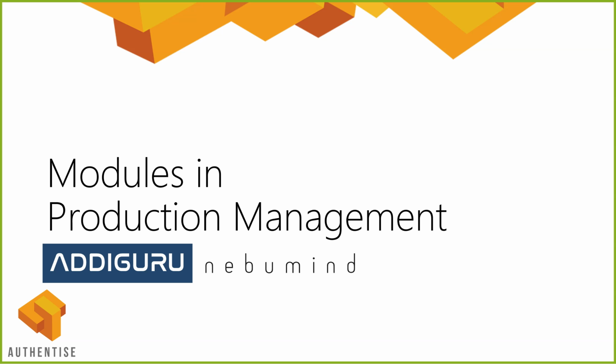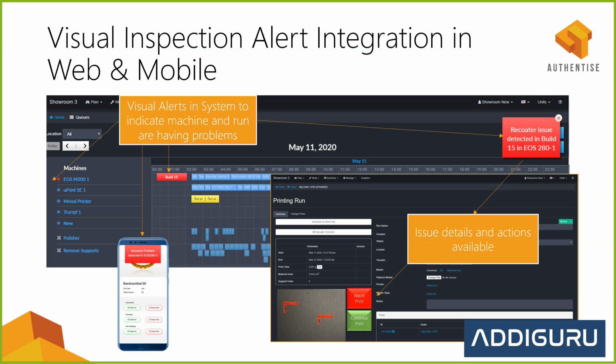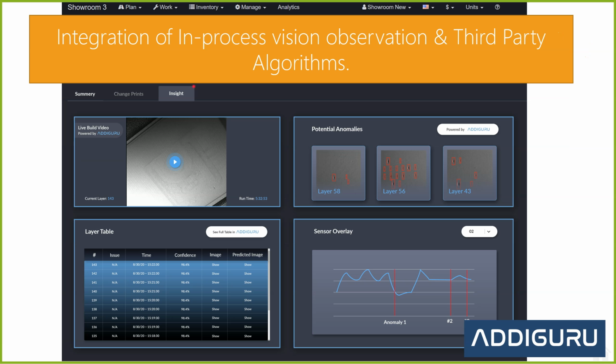Here we've integrated other providers in the production process, one of which is ADDIGURU, which uses computer vision algorithms to detect potential build failures in powder bed systems. They are using Authentise to first alert the user that an error may have taken place, and then display that error to the user in the Authentise system.